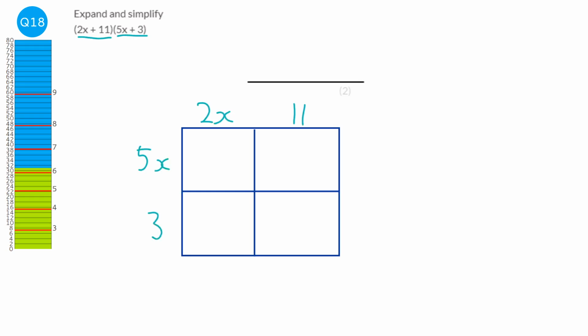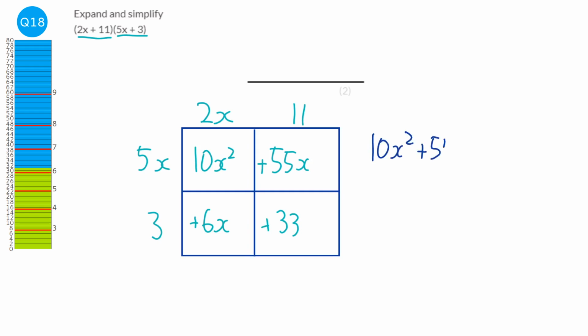So 5 times 2 is 10, so it'd be 10x squared. 5x times 11, so 5 times 11 is 55, so it'd be 55x, and it's positive. And 3 times 2 is 6, so it'd be 6x, and that's positive. And 3 times 11 is 33, and that'd be a positive. So when we put them all together, we get 10x squared plus 55x plus 6x plus 33.